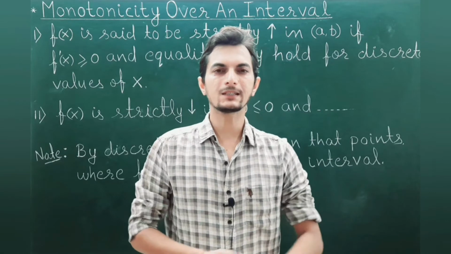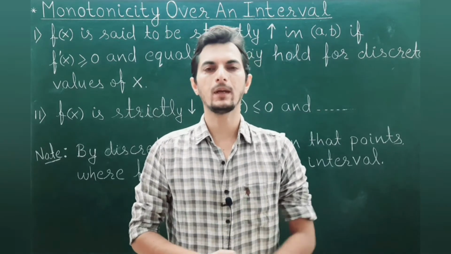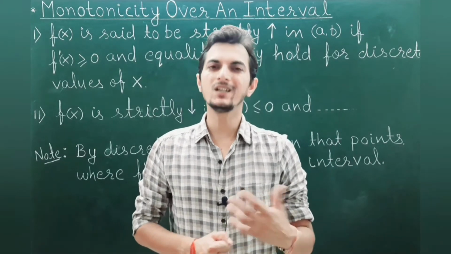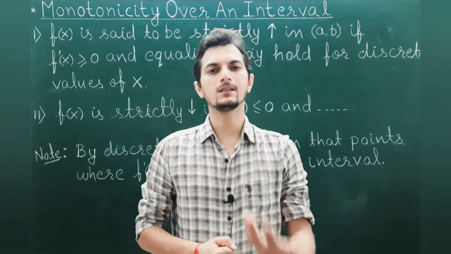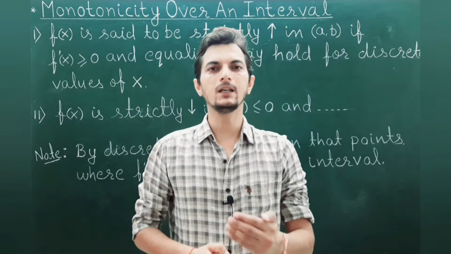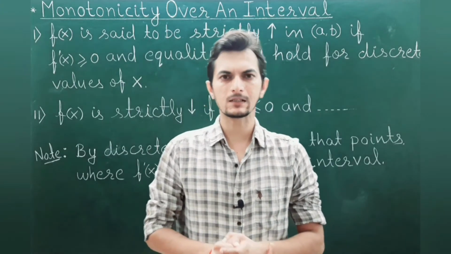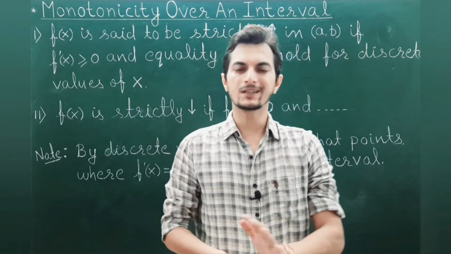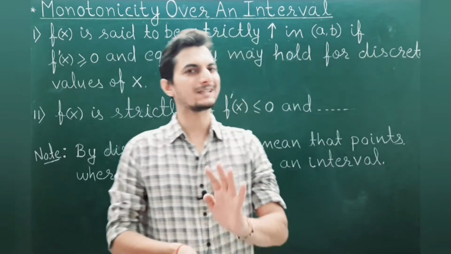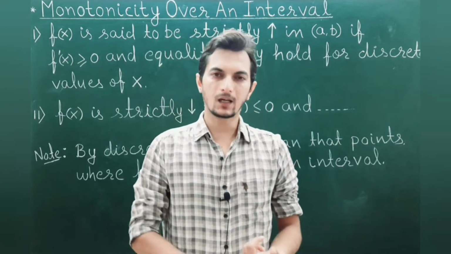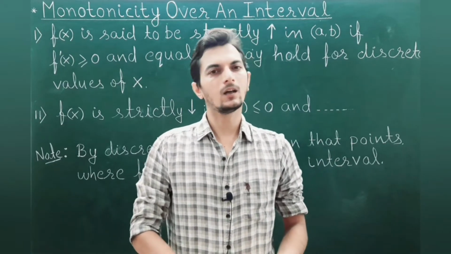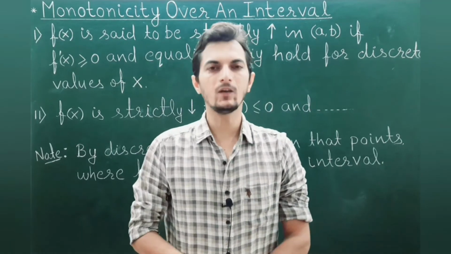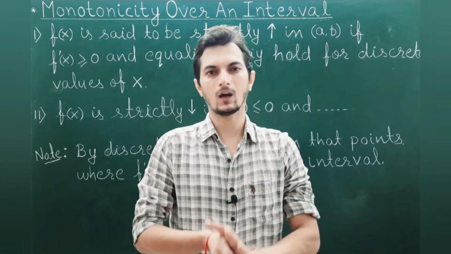So in the previous class we started a new topic, a new application of derivative, and that was monotonicity, and we saw that monotonicity is nothing but the study of increasing decreasing behavior of the functions. And then we discussed the monotonicity at a point which can be described by the four standard terms, and those are strictly increasing, strictly decreasing, non-increasing and non-decreasing. We also saw the derivative test for the monotonicity at a point.